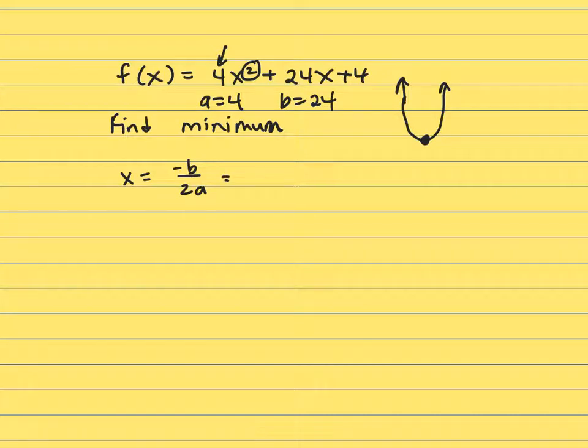So that would be negative 24 over 2 times 4, which is 8. So that's going to give you a negative 3. And then you take that x value of negative 3 and you find f of negative 3, which is going to give you your y value.